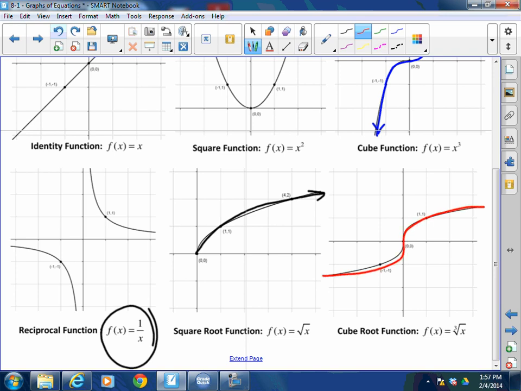All I want you to know from this is that there's these functions out there, and they have a set format. You're never going to have an x squared that comes out looking like this. Never, ever, ever. If you do, you know you messed up.